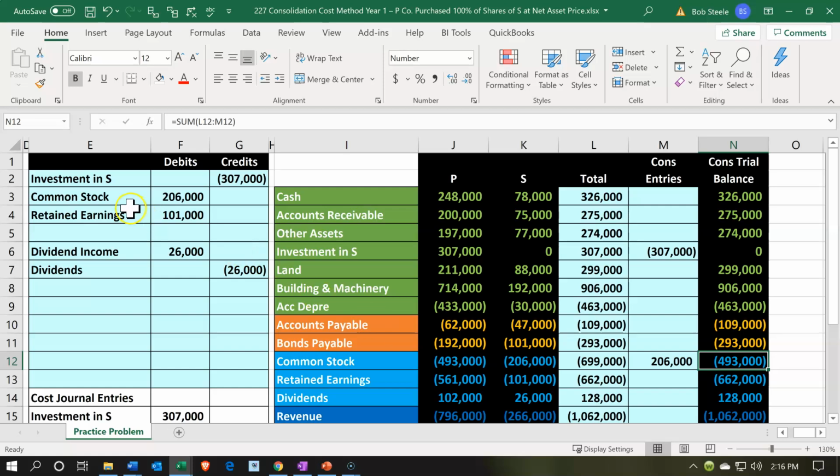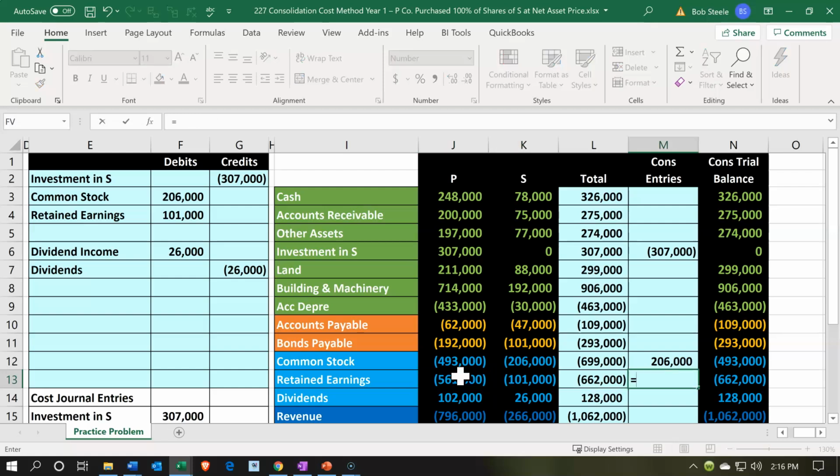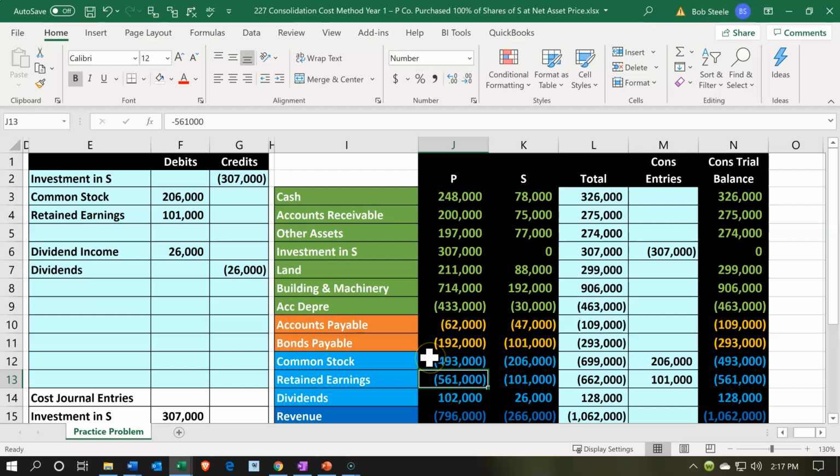And then we have the retained earnings. Retained earnings, here's retained earnings. We're going to be in M. So M13 equals, we'll scroll on up to that retained earnings at the 101. Same kind of scenario. We had the retained earnings for P. There's the retained earnings from S. There's the total.